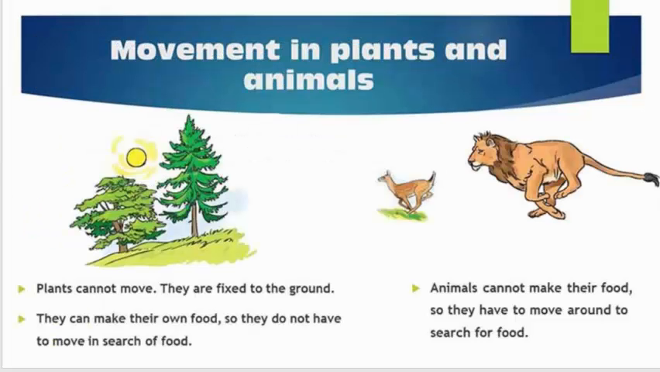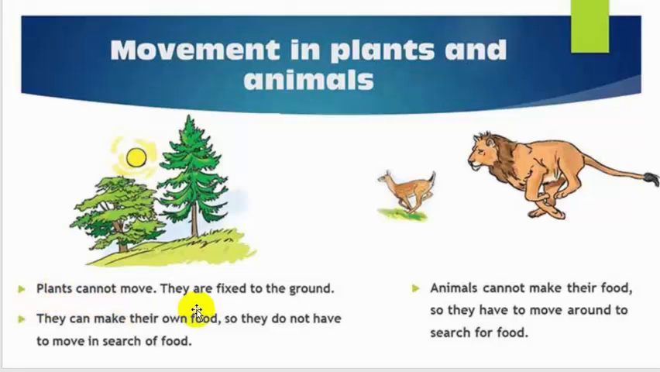Movement in plants and animals. Why do birds fly from one place to another? Why does a lion roam about in a jungle? They move in search of food. On the other hand, most plants are fixed to the ground. They do not have to search for food. They make their own food.